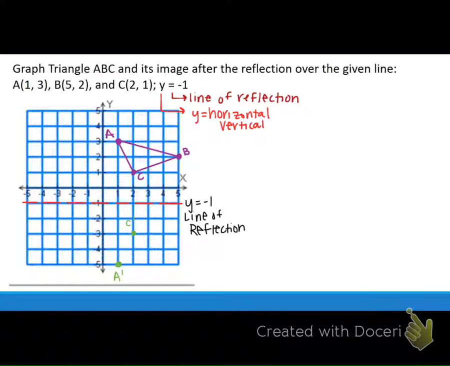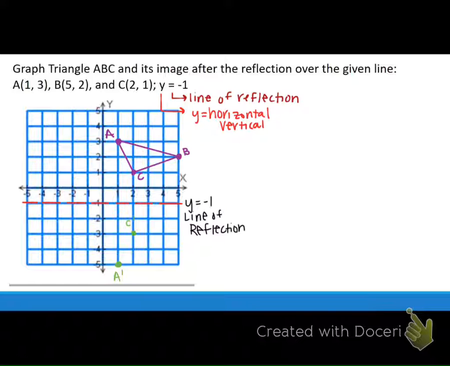So we're just reflecting it. If I could take my board and fold it over on that red dotted line, this point should line up with that point. And this point should line up here. So I'm just doing the exact distance from the line on both sides. Do you see how the distance here is 2? So that distance has to be the same over the line.